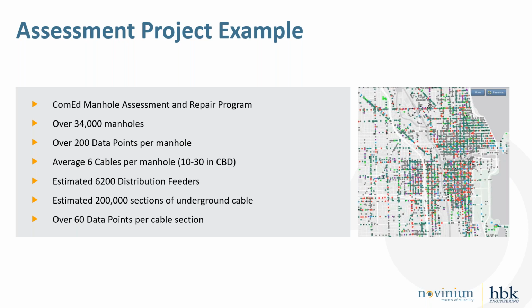Starting in January of 2012 and then ending in June of 2017, HBK had successfully inspected and assessed over 34,000 structures, capturing over 200 data points per manhole and over 60 data points per cable, in which there are 6 cables per manhole on average, with as many as 20 to 30 cables per manhole in Chicago's Central Business District. That translates to something on the order of 200,000 plus segments of cable that we're tracking information on at any given point in time.